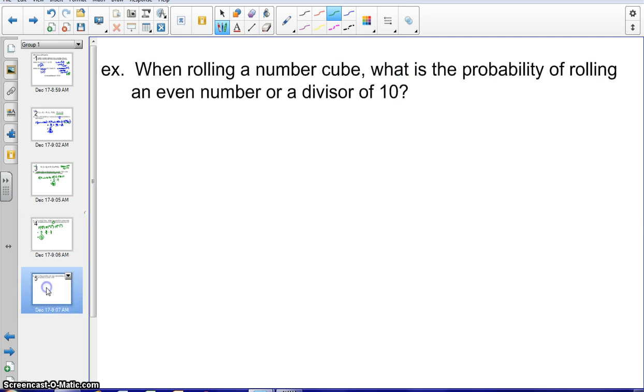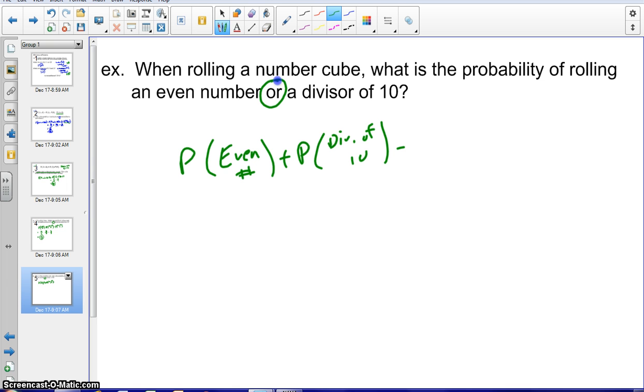Our last example. When rolling a number cube, what is the probability of rolling an even number or a divisor of 10? Again, let me circle the OR. So now we know we are doing a union problem. Okay, so again, when rolling a number cube, what is the probability of rolling an even number or a divisor of 10? So we'll have the probability of rolling an even number plus the probability of rolling a divisor of 10 minus the probability that it's both an even number and a divisor of 10.